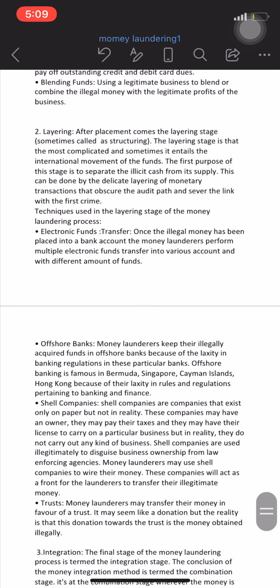Second is layering. After placement comes the layering stage, sometimes called structuring. The layering stage is the most complicated, and sometimes it entails the international movement of funds. The first purpose of this stage is to separate the illicit cash from its source. This can be done by delicate layering of monetary transactions that obscure the audit trail and sever the link with the first crime. Techniques used in the layering stage of the money laundering process are: first, electronic funds transfer. Once the illegal money has been placed into a bank account, the money launderers perform multiple electronic funds transfers into various accounts and with different amounts of funds.